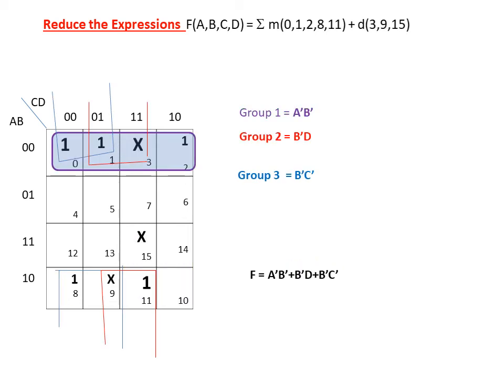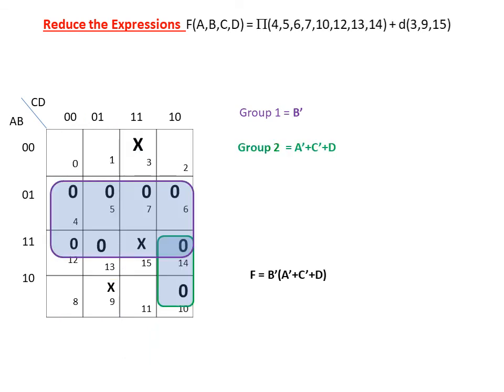In these expressions, the don't cares are 3, 9, 15. Now we are going to reduce the expressions. See, this is a 4-cell grouping, and these two ones and these two are combined into one group, and these 1, 3 and 9, 7 are combined into another. Then the answer for group 1 is A bar B bar, and for this blue color grouping the common is B bar and C bar. Now the red color grouping is B bar and D.